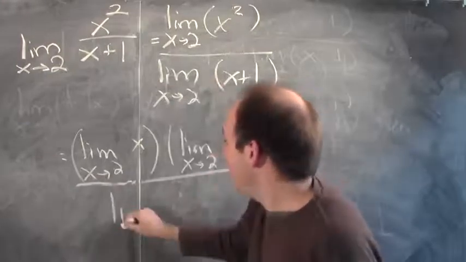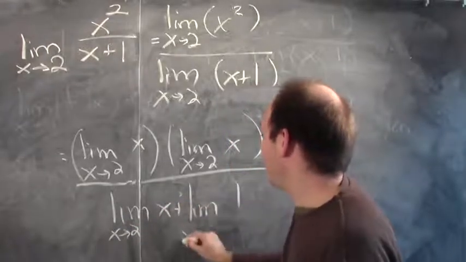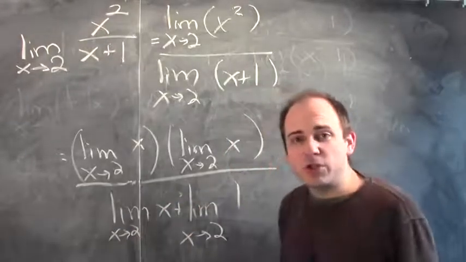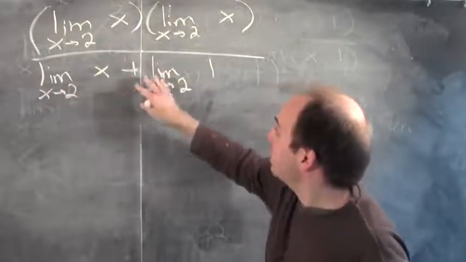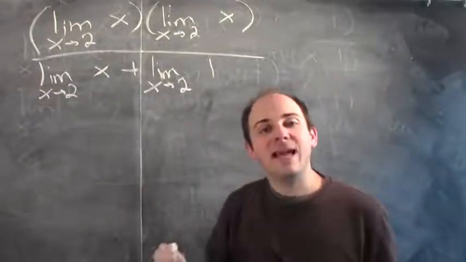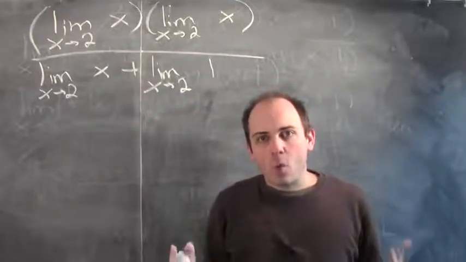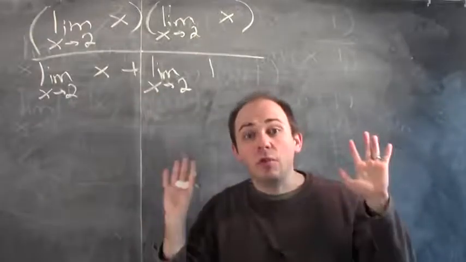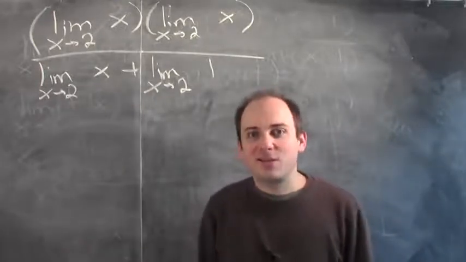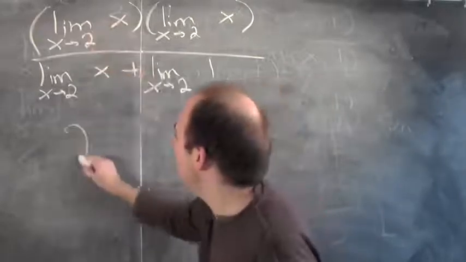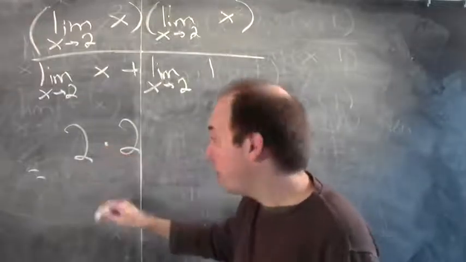So the limit of x plus 1 is the limit of x plus the limit of 1 as x approaches 2. Let's keep going. So I've got the limit of x times the limit of x over the limit of x plus the limit of 1, and all of these limits are being taken as x approaches 2. What's the limit of x? That's asking, what can you guarantee x is close to if you're willing to have x be close enough to 2? 2 is the limit of x as x goes to 2. So the limit of x as x goes to 2 is 2. This dot is for multiplying.